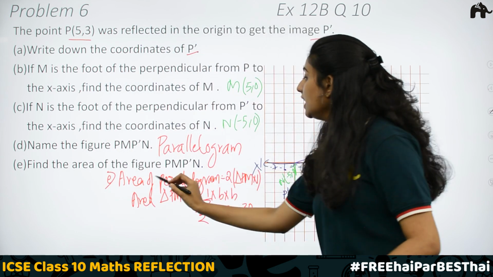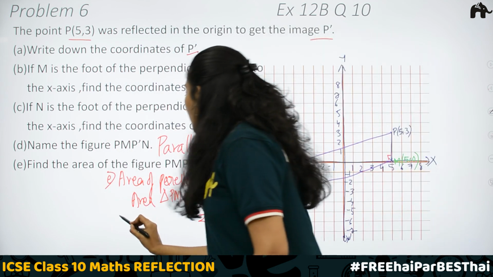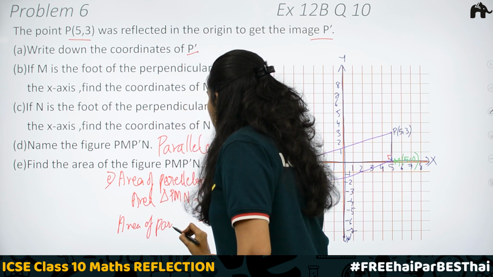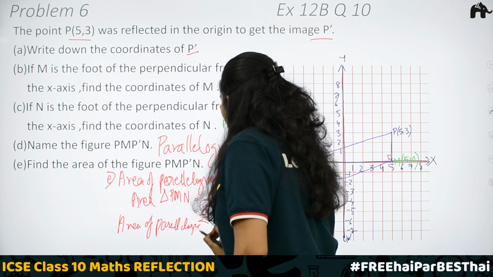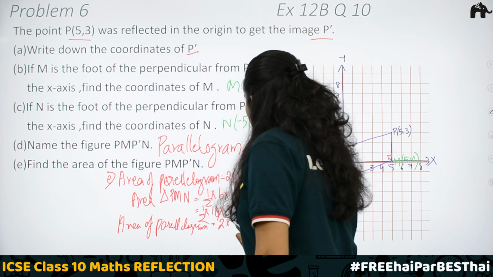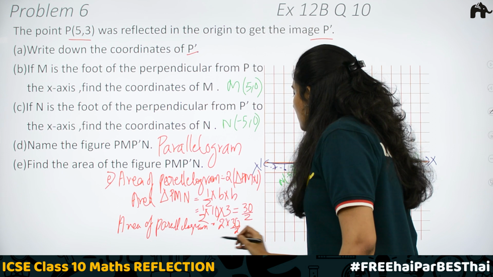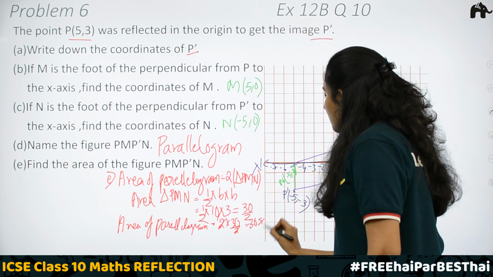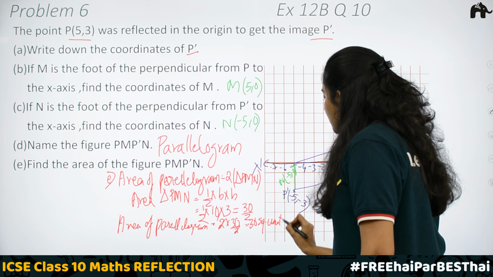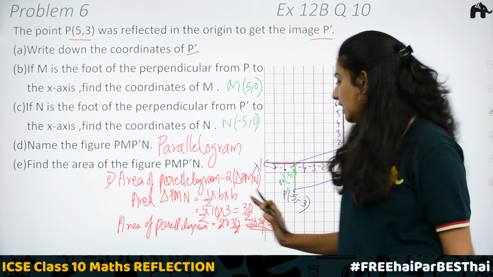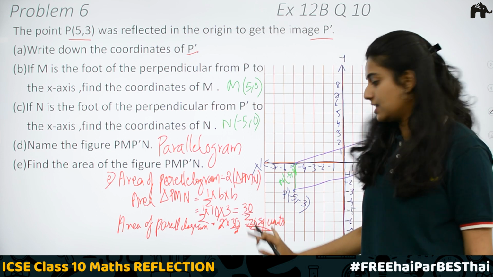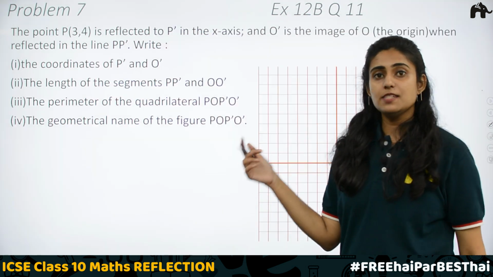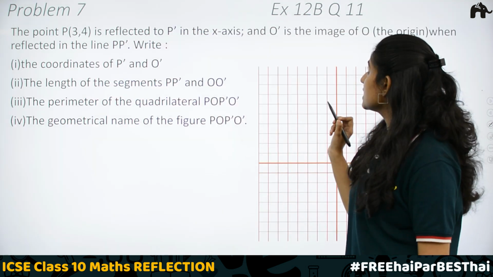Now what do we need? We need the area of the parallelogram. Therefore, area of parallelogram is equal to 2 into 30 divided by 2. Cancelling 2 and 2, we get 30 square units. We don't know whether it is centimeter, meter or anything, therefore we give square units. 30 square units is the area of the parallelogram. Clear?